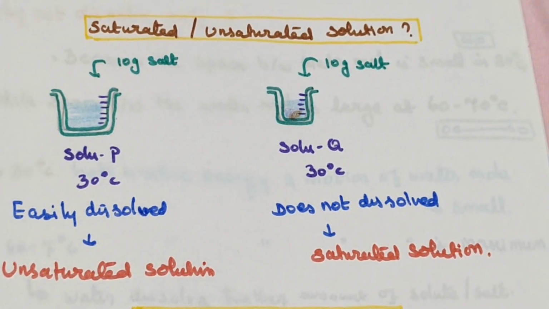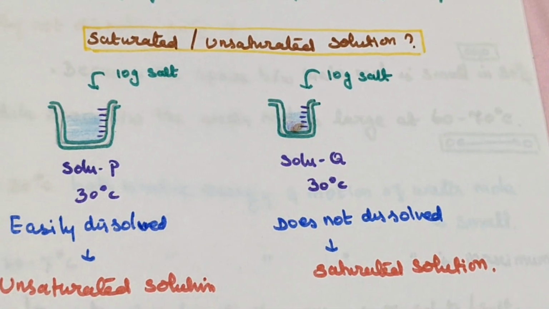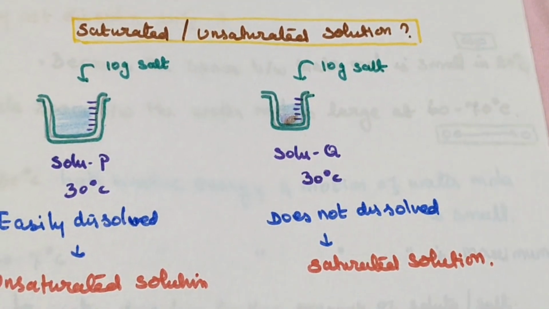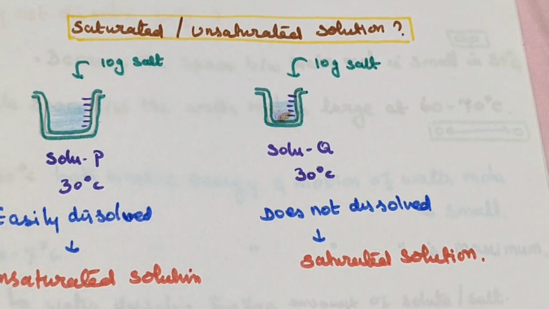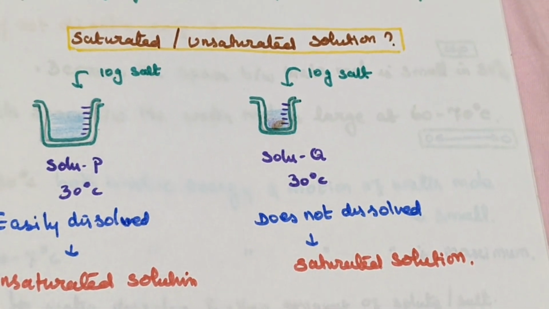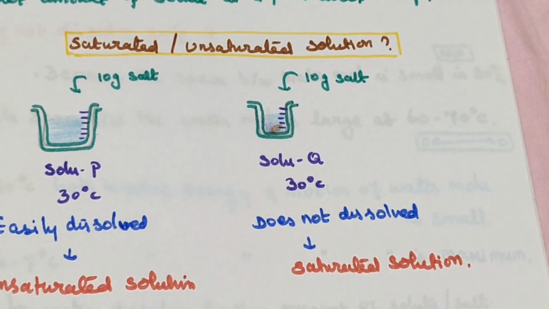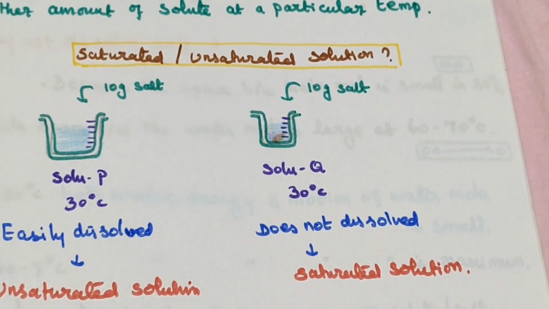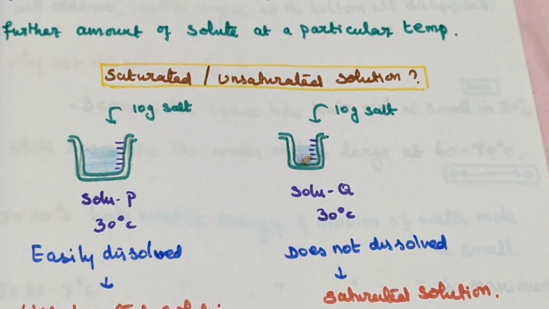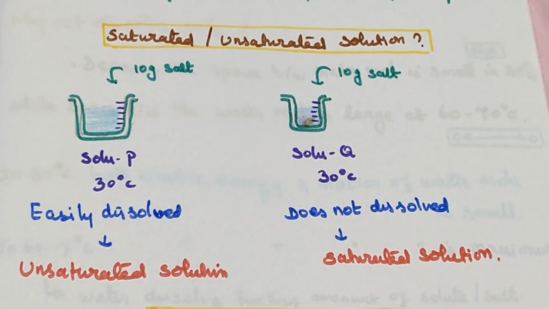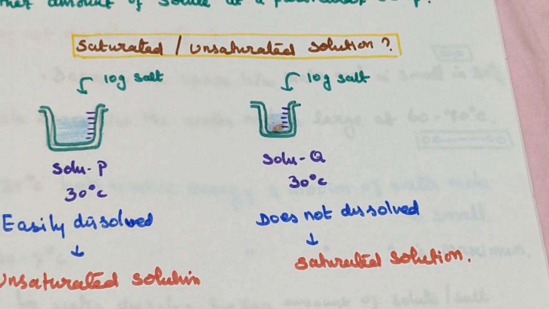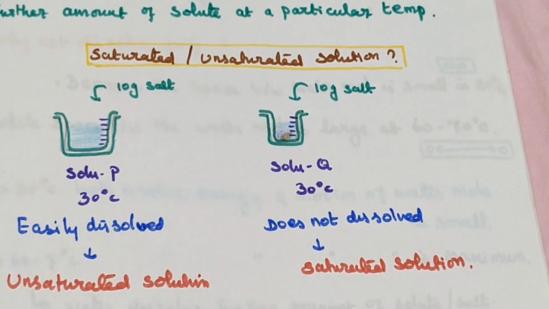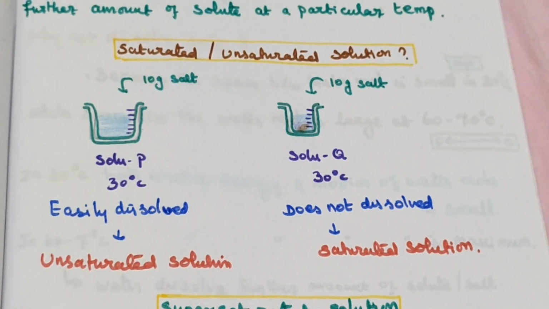Now let's add 100 gram of salt to solution Q, but the salt does not dissolve; rather it settles down at the bottom of the solution. This solution is called a saturated solution because it has no capacity to dissolve a further amount of salt or solute. Just remember that solution P is unsaturated and solution Q is saturated. Therefore it is easy to test whether a solution is saturated or unsaturated.